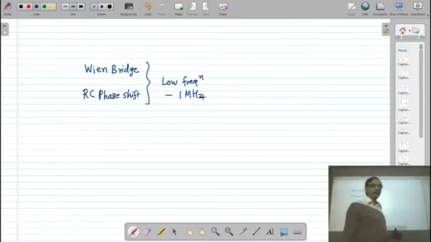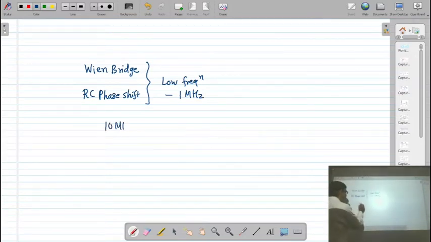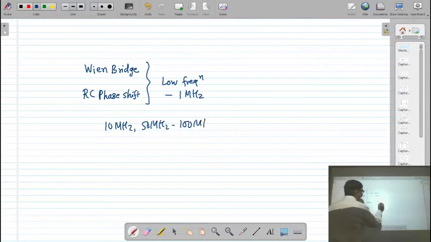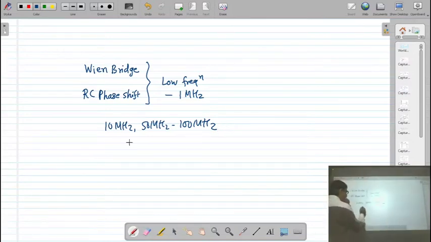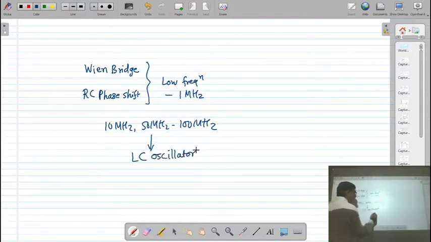But if our requirement of the frequency is very high, like 10 megahertz, or if I want to generate 50 megahertz or 100 megahertz, then we have to go for another category of oscillator, which is known as an LC oscillator. So this LC oscillator has the capacity for generating high frequency.